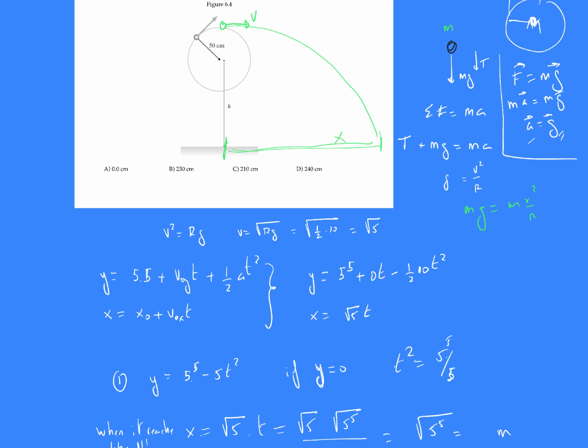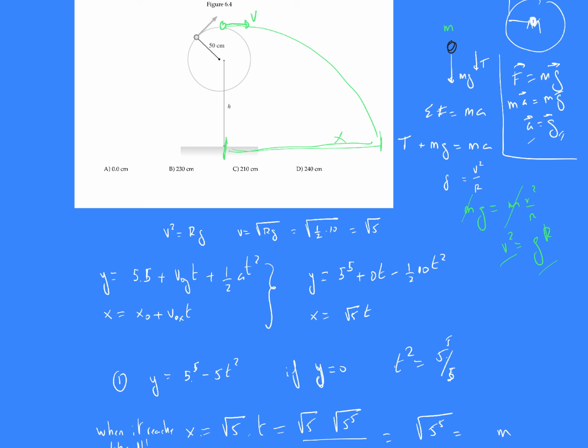So the v squared necessary is g times r. Because the m cancels, v squared is g times r. So v is the square root of g times r. I know r, I know g, so it is the square root of 1/2 times 10, which is the square root of 5.